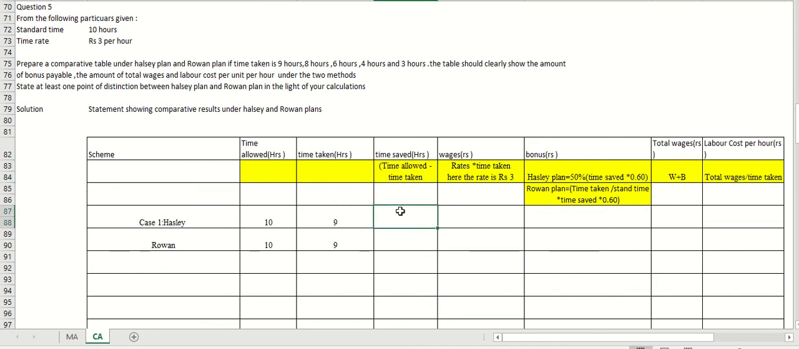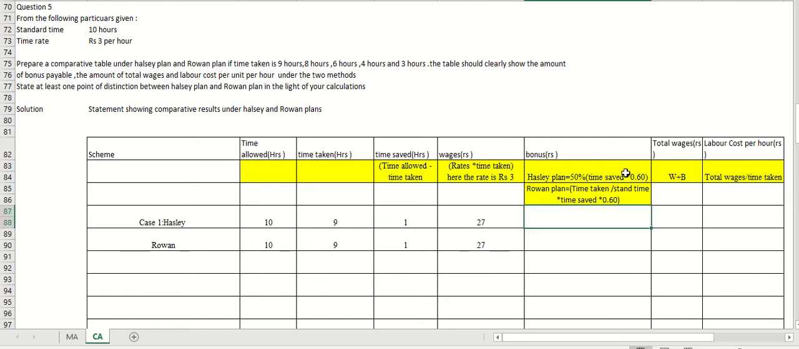So your time saved is 10 minus 9, you get 1, and 10 minus 9, you get 1. Your wages. So how do we calculate our wages? Rate into time taken. So that is the formula to calculate wages. So here if you see the rate per hour given to the employee is ₹3. So time taken is 9 hours. So 9 into 3, 27. Bonus.